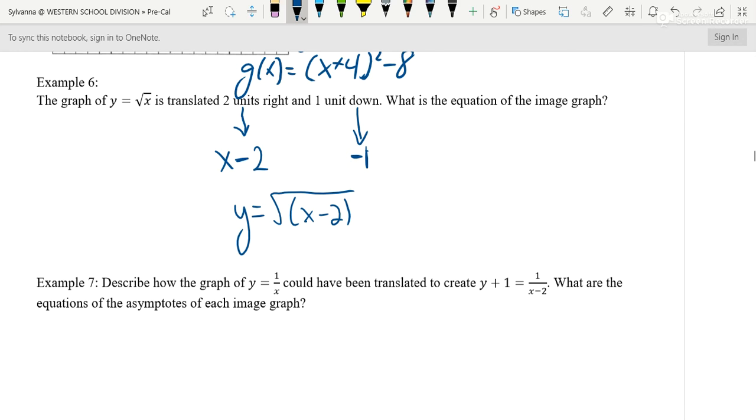And remember, the minus 1 is your shift of up and down, and that would always be outside of it, if it's a squared, a root sign, a sine, or cos, or whatnot. So it's just minus 1. So this is your equation of your image graph. So remember, this x minus 2 affects the x, and this negative 1 affects your y.